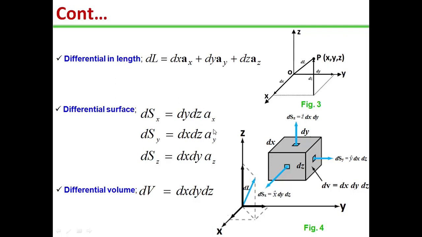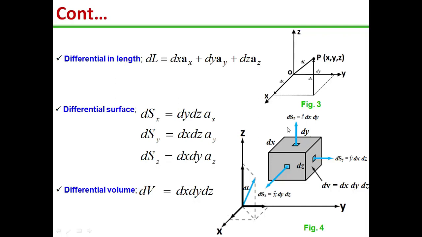If we look at the unit vector ay, that is along the y-axis, the differential surface along the y-axis will be given by dSy equals dx multiplied by dz. That means the differential length along the x-axis and along the z-axis. For the calculation of dSz, we look at the unit vector az. For the unit vector az, the differential lengths in x and y are given by dx and dy. So the differential surface along the z direction is given by dx multiplied by dy.